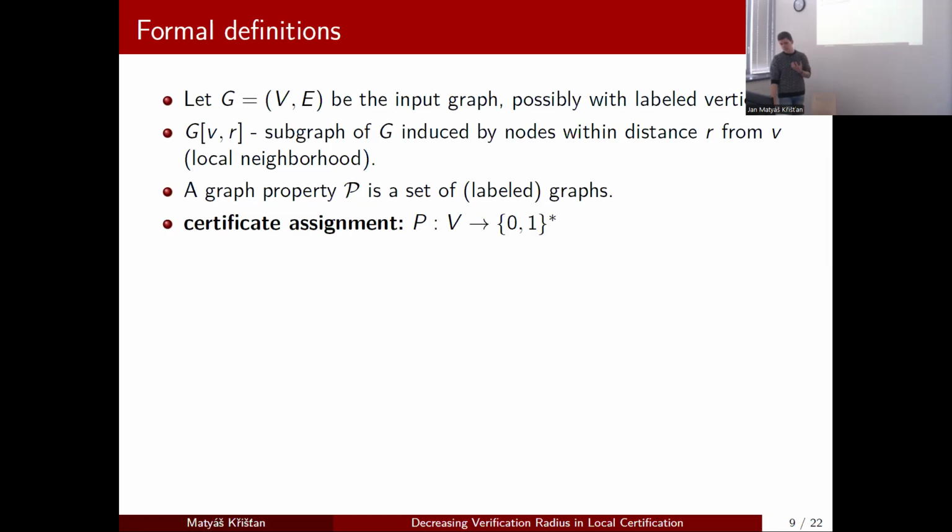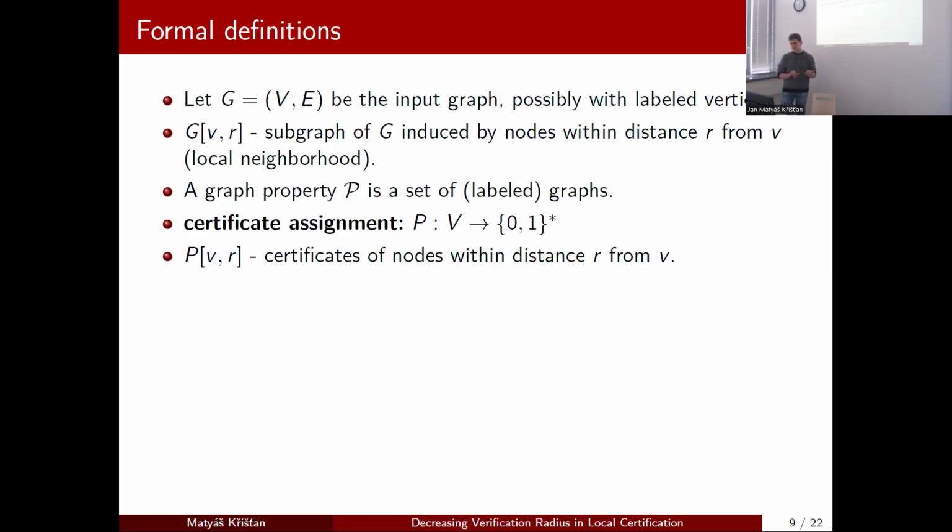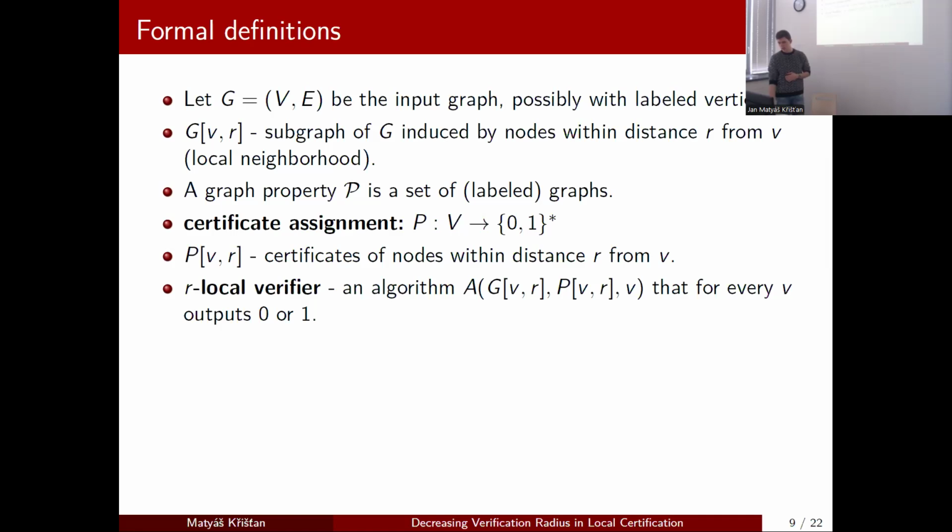Our graph property is assumed to be a subset of graphs. The certificate assignment assigns bit strings to the vertices. And we also usually see just the neighborhood to distance R of the certificates. And our local verifier is the algorithm that checks the node. On the input, it gets the distance R neighborhood of the graph and also the certificates, and it outputs either 0 or 1.